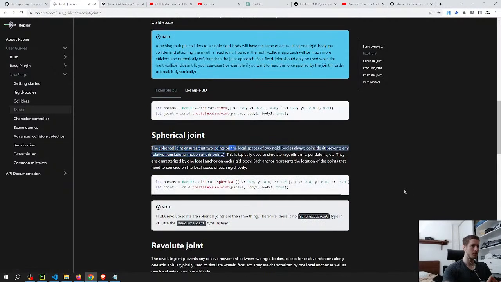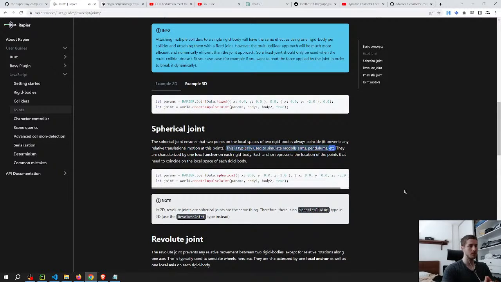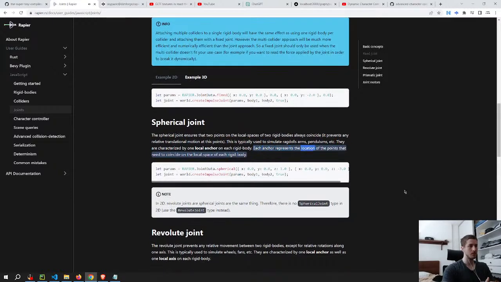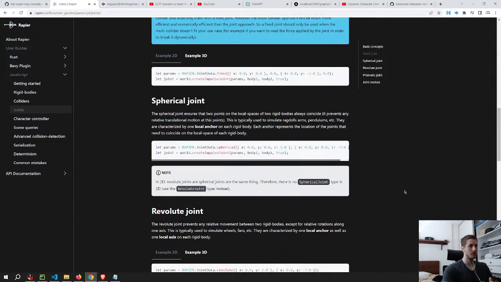Spherical joint: the spherical joint ensures that two points in the local spaces of two rigid bodies always coincide. It prevents any relative translational motion at this point. This is typically used to simulate ragdoll arms, pendulums, etc. They are characterized by one local anchor on each rigid body. Each anchor represents the location of the points that need to coincide in the local space of each rigid body. let params = RapierJointData::spherical(...) with x 0.0 y 0.0 z 1.0, and x 0.0 y 0.0 z -1.0.